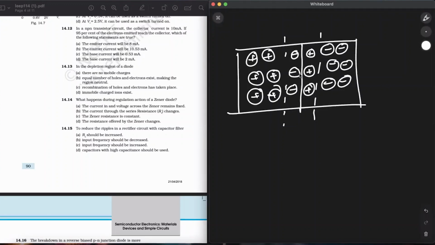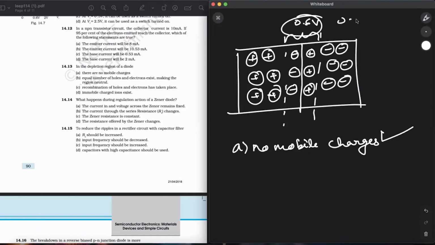So now, are mobile charges there or not? Option A, no mobile charges, is absolutely correct. Why? Because these are not mobile charges. They cannot go freely around in this whole region. They are just transfers due to the potential difference. There was an initial potential difference, like you read 0.6 volt, 0.8 volt, that is being generated across this depletion layer. So these are not free charges.